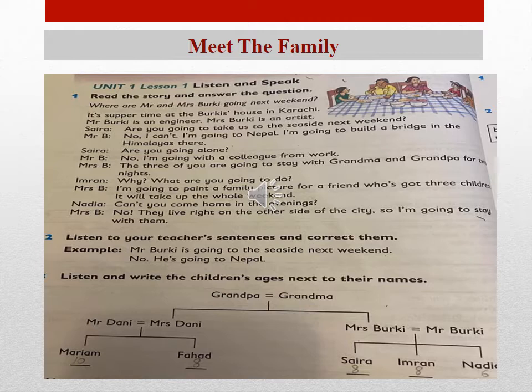Unit 1, lesson 1, listen and speak. Read the story and answer the question. Where are Mr. and Mrs. Berkeley going next weekend?